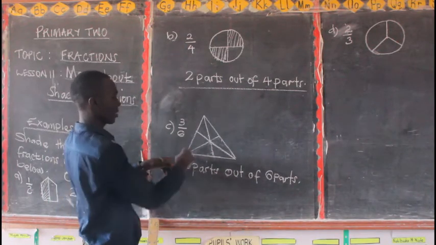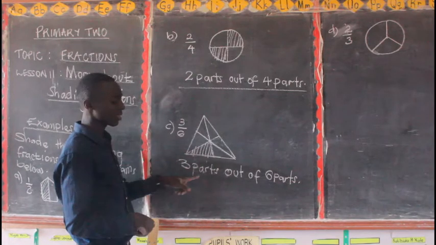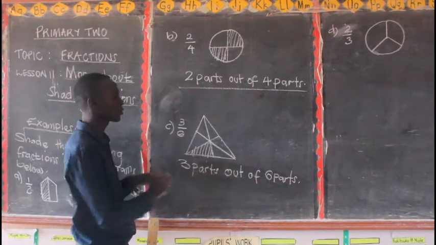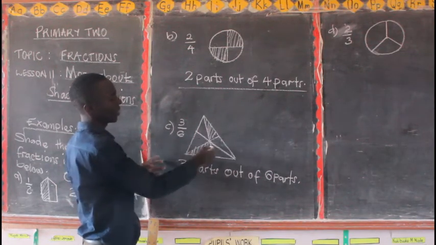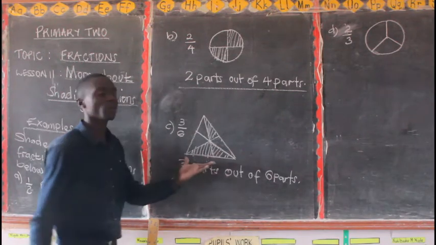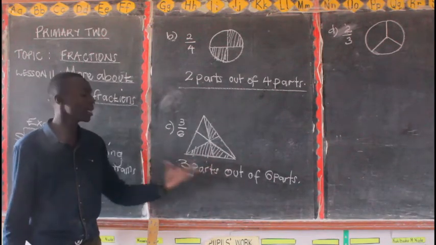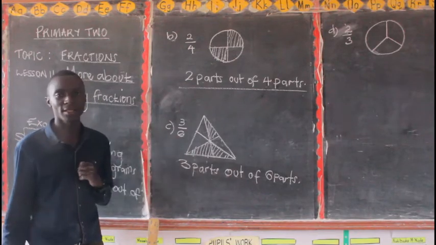Start shading. I can start with this one. I have to make sure that I shade only 3 parts. This is 1. This is 2. And you can also shade this one, so that they become 3 parts. So here we have shaded 3 parts out of the 6 parts.